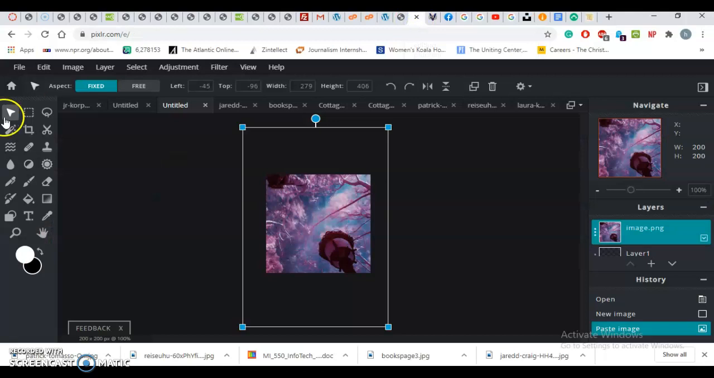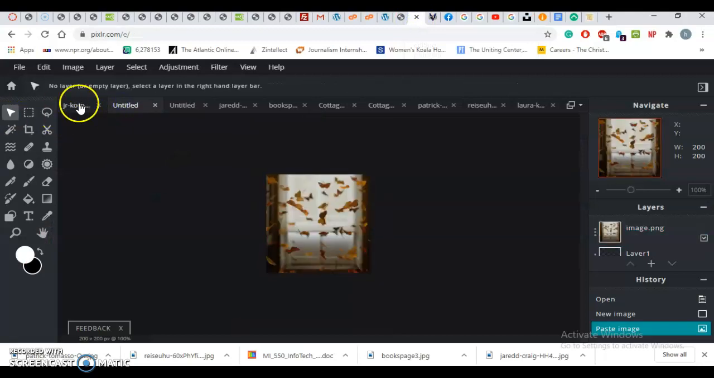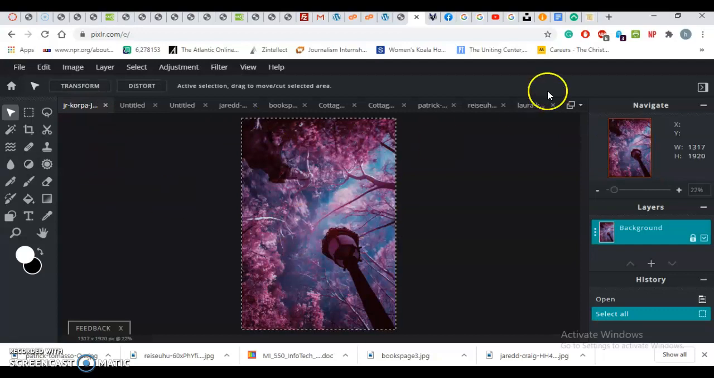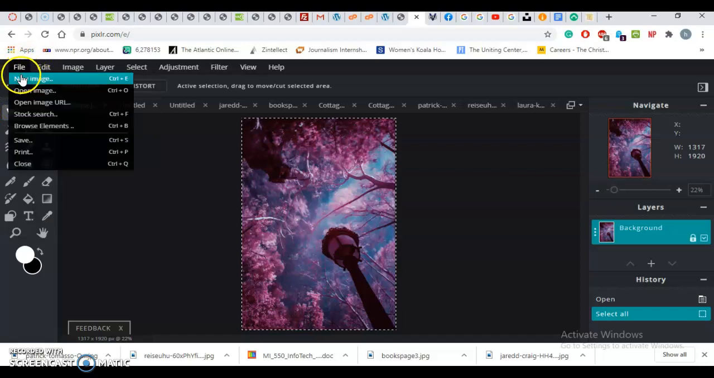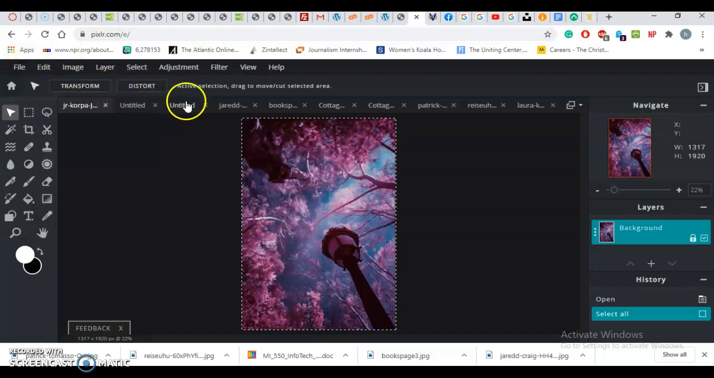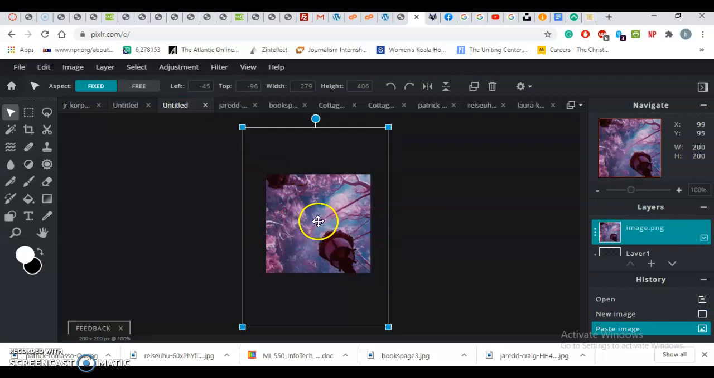So let's start off over here. This is an image that I have dubbed Pink Paradise for the purposes of this website. So what I did is I opened it up in Pixlr, I Controlled A, and then I Controlled C, and then I opened up a new canvas with the dimensions of 200 by 200, and I put it right here.